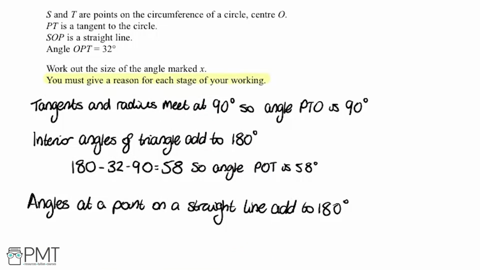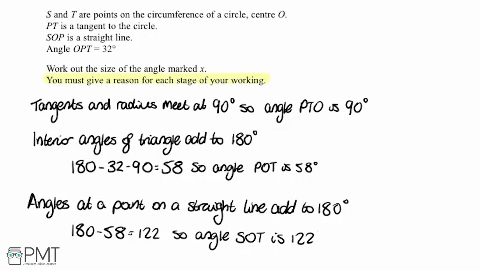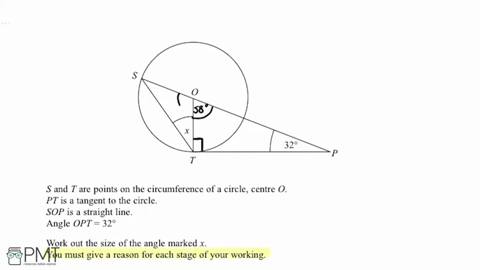So angles at a point on a straight line add to 180 degrees. So we're going to do 180, subtracting what we know, which is the 58, gives us 122. So this angle is 122 degrees. And again, I'm going to draw that on the diagram so I remember. So this angle here is 122 degrees. So hopefully you can see how we'll work our way through it with each bit of information leading on to the next step.